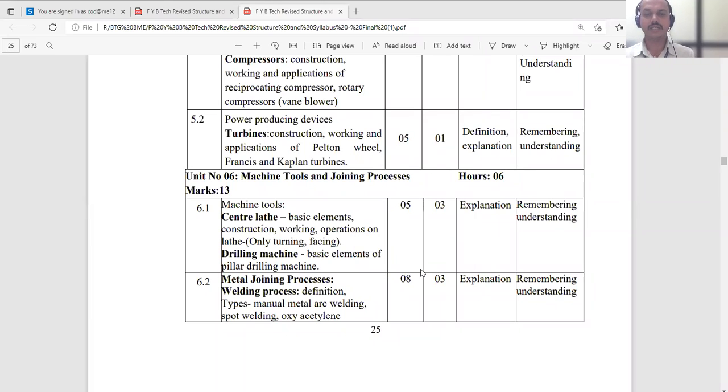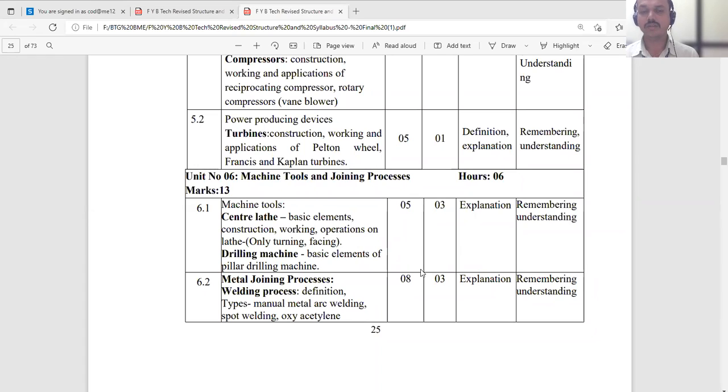Then metal joining processes, welding processes. In metal joining processes, there are 2 types of joining. First one is the temporary joining and the second one is the permanent joint. So here welding processes are there. It means these are the permanent joints. If we have to join two metals, then we can apply this process. There are different types of welding processes, out of which three are here.